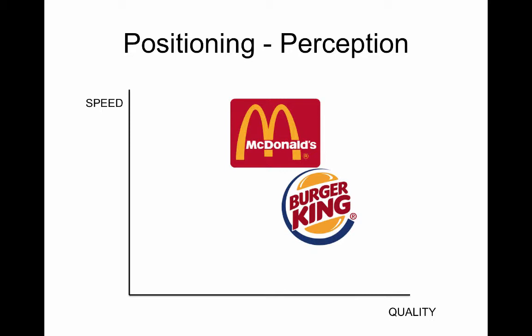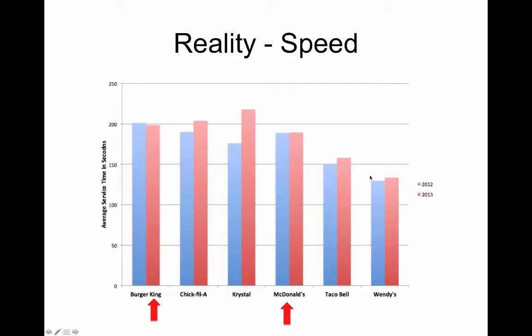Other folks would prefer to not have onions or maybe not have tomatoes on their burger. And so they're willing to go out of their way a little bit. So Burger King was maybe focused a little bit more on quality, giving it to you the way you wanted it, whereas McDonald's was positioned a little bit more towards speed. At least that's the perception.